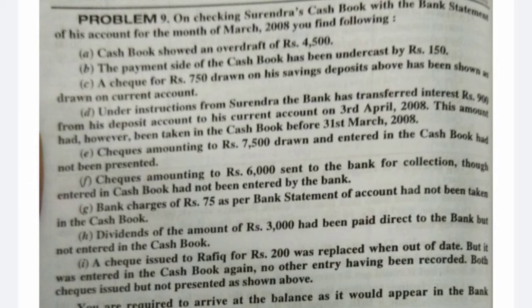Okay. The check is drawn on the savings deposit, but it is shown as drawn on the current account. Surendra drew the amount from his savings account, but we recorded the expenditure in the current account. The receipts will get decreased because we are recognizing the expenditure, but it is not an expenditure from the current account.